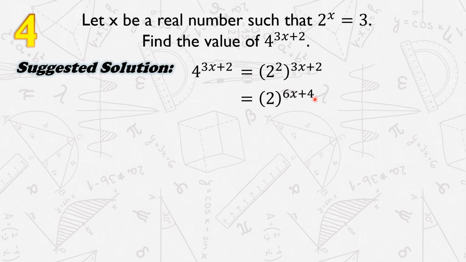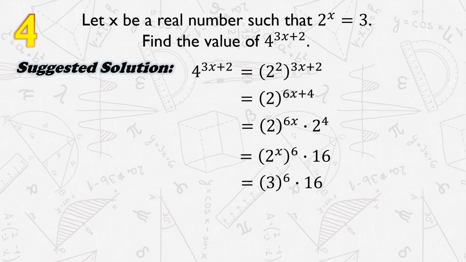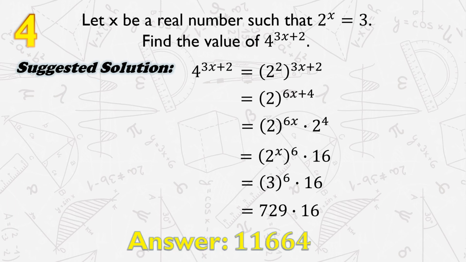2 raised to 6x plus 4 can be written, using the law of exponents, as 2 raised to 6x times 2 raised to 4. So we have (2 raised to x) raised to 6, and 2 raised to 4 is 16. Since 2 raised to x is equal to 3, we have 3 raised to 6 times 16, and 3 raised to the 6th power is 729. We multiply that by 16 and we will get 11,664.